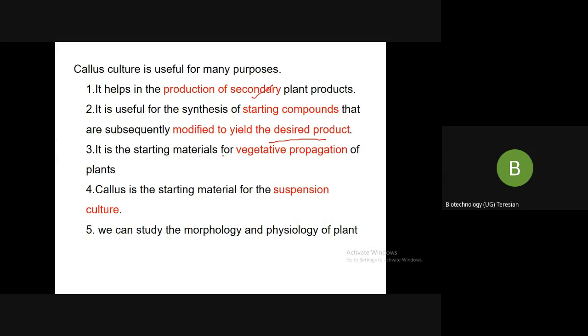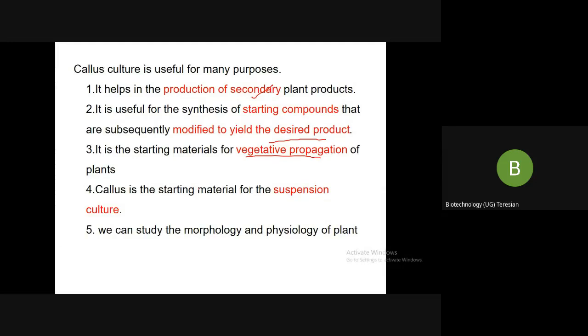It is the starting material for your vegetative propagation. That is, if the plant is not undergoing any sexual propagation, or we do not want sexual propagation, we can always produce vegetative propagation by using the callus culture. It is one of the methods for producing vegetative propagation. Callus is the starting material of your suspension culture.